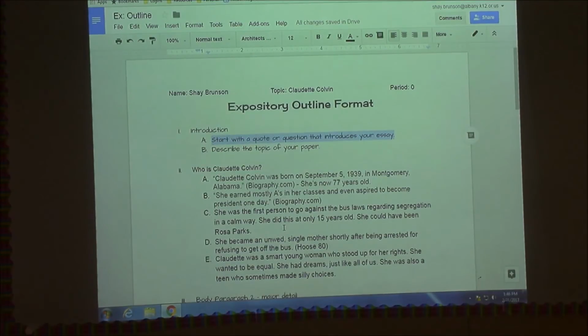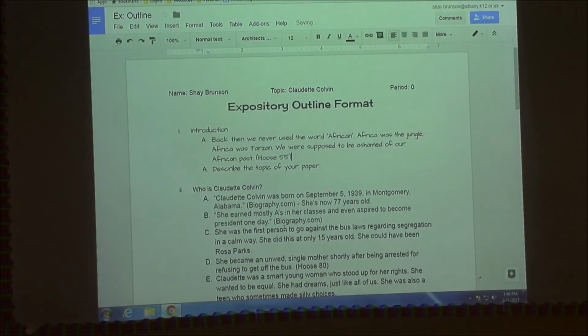Erase that and then put in your quote or your question. This is one of my favorite quotes from Claudette. I figure it shows that she's fighting for that equality. She's fighting so that way people are no longer ashamed of their African heritage.